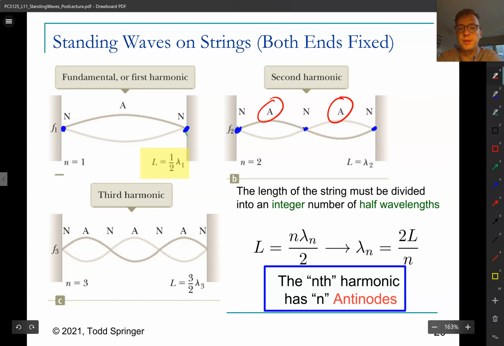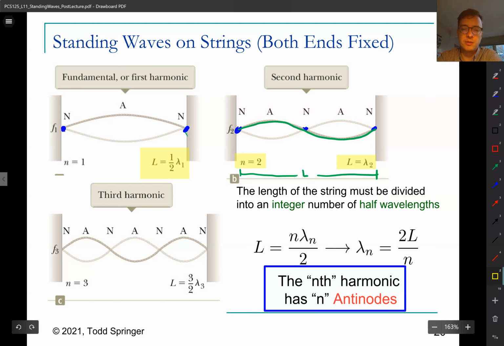Okay. What's the wavelength here? Well, the wavelength, if I look at one snapshot of the string, is like this. The wavelength is in fact the whole length of the string. Remember, this distance here is L. So L is the length of the string. And so in this particular situation, the wavelength is L, okay, and n is equal to 2.